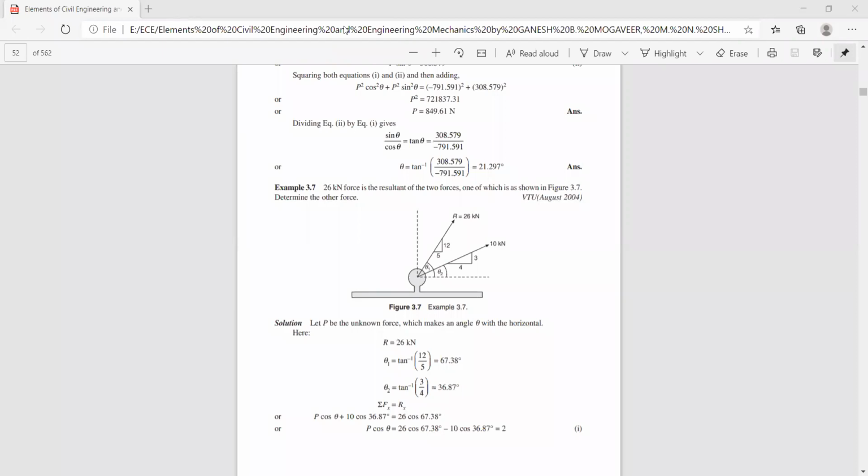Yes, sir. Okay, in the last class, we have discussed this problem, I hope. So here, 26 kilonewton force is the resultant of the two forces, one of which is shown.